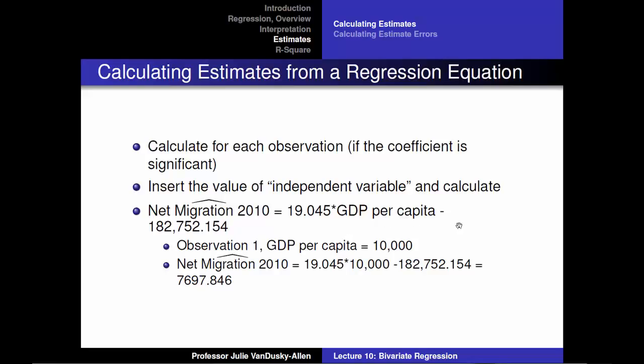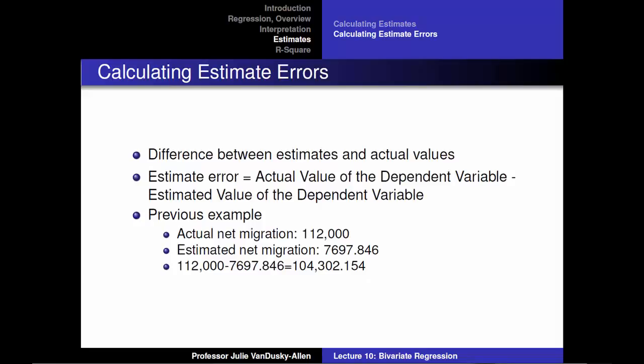So let's say in observation 1, GDP per capita was 10,000. We would calculate net migration hat equals 19.045 times 10,000 minus 182,752.154, which equals 7697.846. An estimate from a regression equation gives us an estimate for a specific observation.